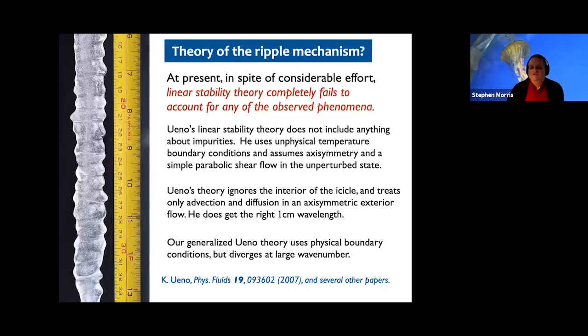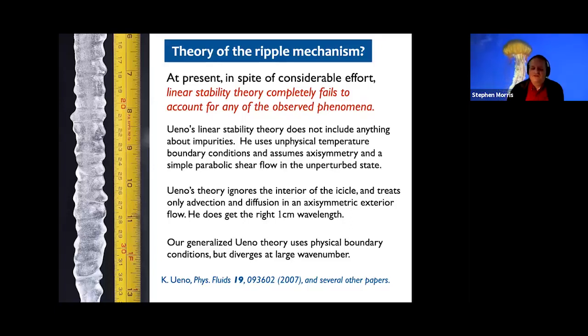He also is forced to assume an axisymmetric, stable parabolic shear flow in the unperturbed state. And as I showed you, that's not a particularly good model of how the water actually flows down the icicle. In fact, it's little rivers flowing down the icicle, and it doesn't cover the whole surface. The flow doesn't cover the whole surface anyway. It might on average, but it certainly doesn't instantaneously.